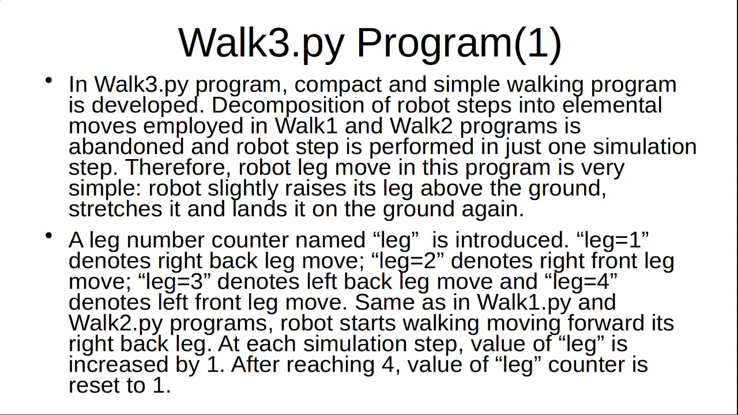A leg number counter named leg is introduced. Leg equal 1 denotes right back leg move, leg equal 2 denotes right front leg move, leg equal 3 denotes left back leg move, and leg equal 4 denotes left front leg move. Same as in walk 1 and walk 2 programs, the robot starts walking by moving forward its right back leg. At each simulation step, the value of leg is increased by 1. After reaching 4, the value of the leg counter is reset to 1.